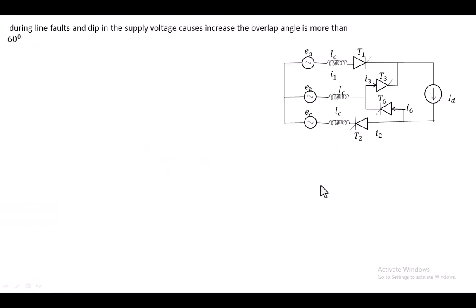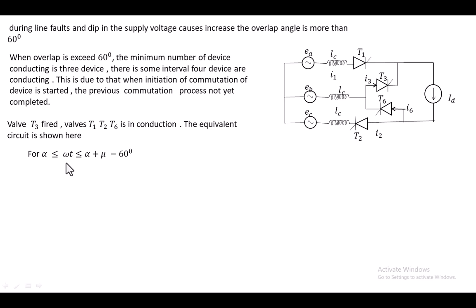This is the equivalent circuit of a Graetz converter during the overlap angle where the 4 devices are conducting. T1, T2, T6 are conducting. Now we are giving a firing pulse to T3. So the 4 devices are conducting. When omega t is greater than alpha and less than alpha plus mu minus 60 degrees, if you apply KVL in this loop and in this loop, we get two equations.